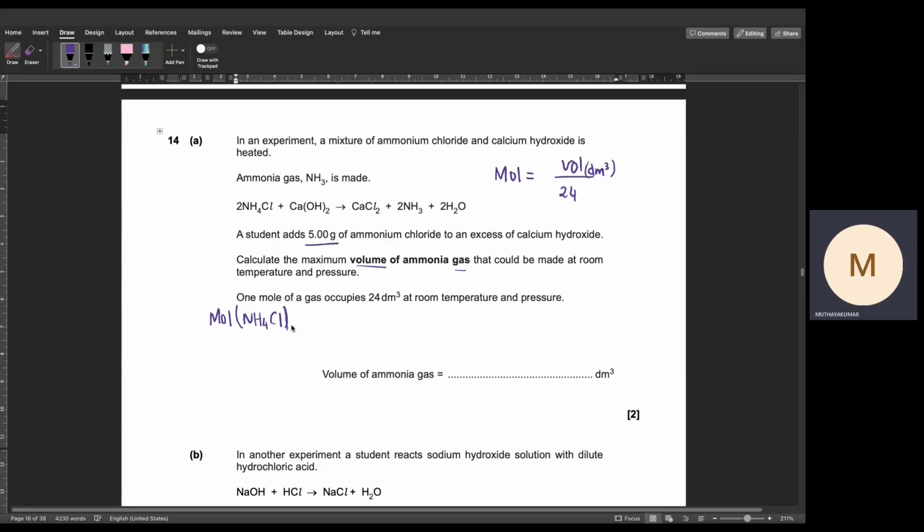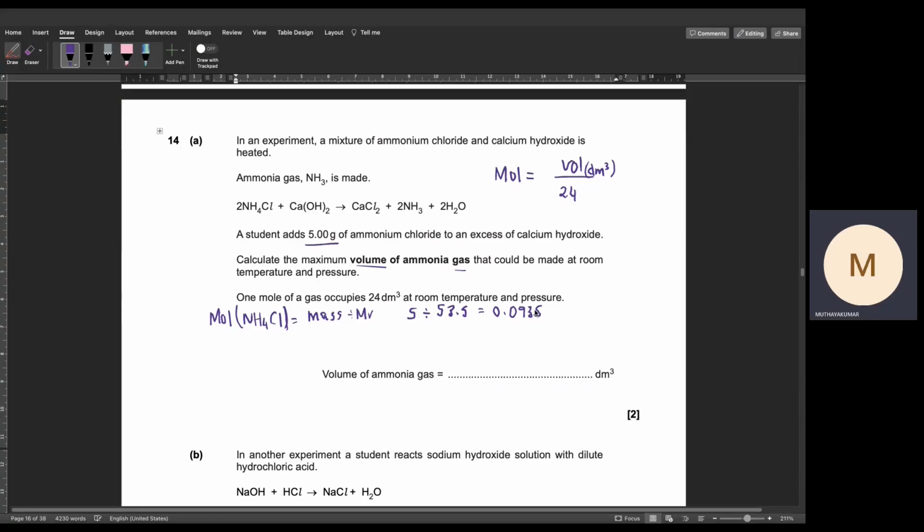Now we are given the mass of ammonium chloride, so the equation we need to use is mass over Mr. Mass of ammonium chloride is 5. The molecular mass of ammonium chloride is 53.5. So 5 divided by 53.5 gives us 0.0935 moles. So this is the number of moles of ammonium chloride.